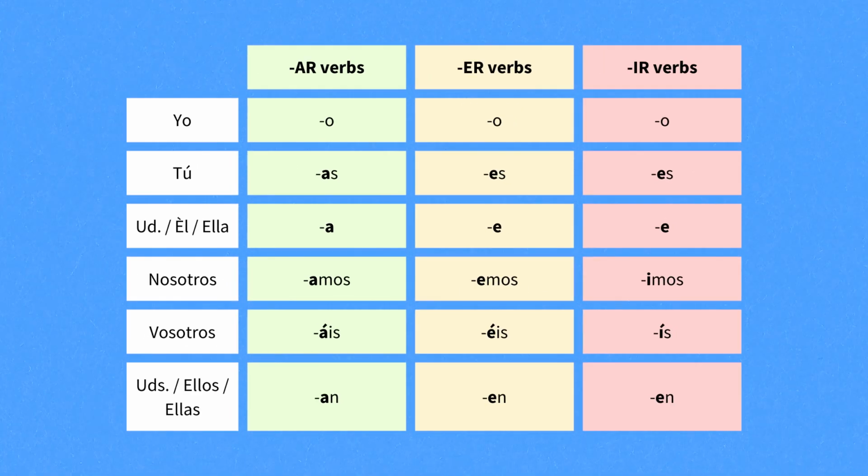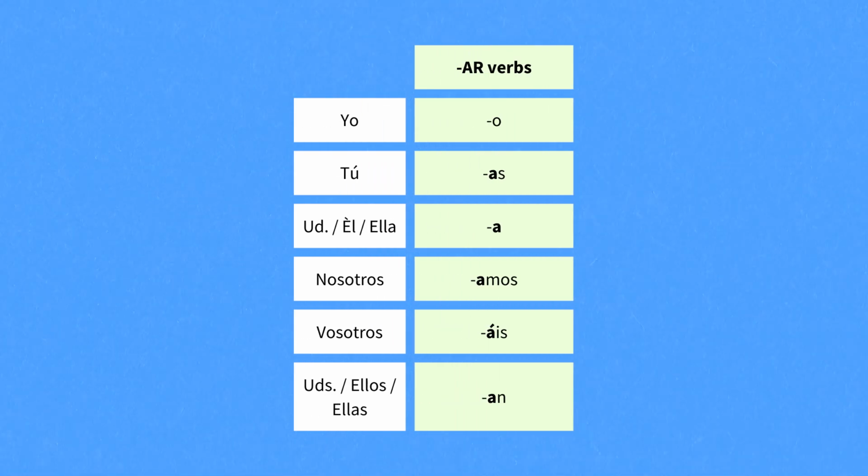Here's a table we're going to use to learn the conjugations. As you can see, the endings don't differ too much from one ending to another. They simply change from A to E to I. Let's take a closer look at each of them. Starting with AR, let's take the verb hablar, to speak, for example.